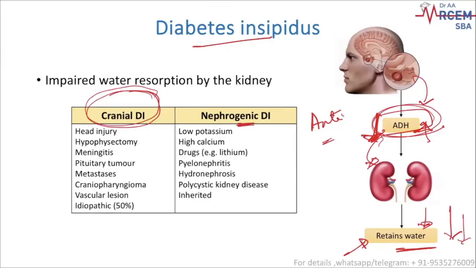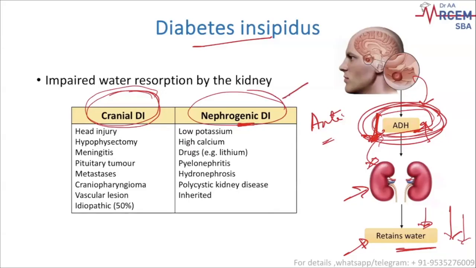Nephrogenic diabetes insipidus. In nephrogenic diabetes insipidus, the amount of ADH which is secreted is normal itself. It is going and acting on the kidneys, but it is not effective on the kidneys at all. Somehow this antidiuretic hormone is not effective on the kidneys, resulting in increased urination. This is known as nephrogenic diabetes insipidus.